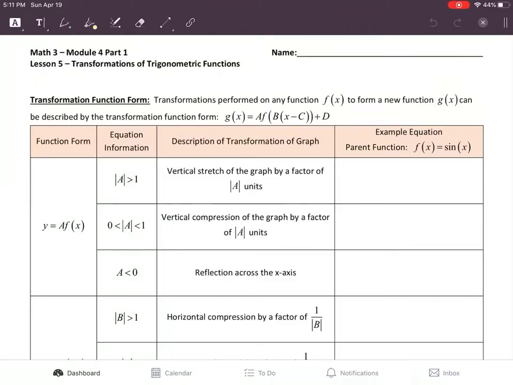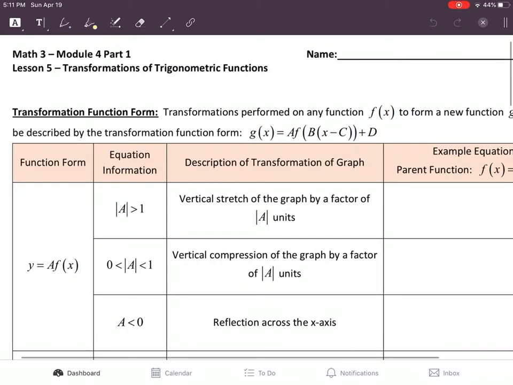So this is the next lesson for Module 4, Part 1. All right, and we're talking about transformations of periodic functions. Okay, so periodic functions are trigonometric functions. There are two main types you're going to see as we go through this: either sine of x or cosine of x. These are the two types of functions you'll generally see for periodic functions. And what happens with these functions is they just keep repeating over and over again, the same kind of thing.